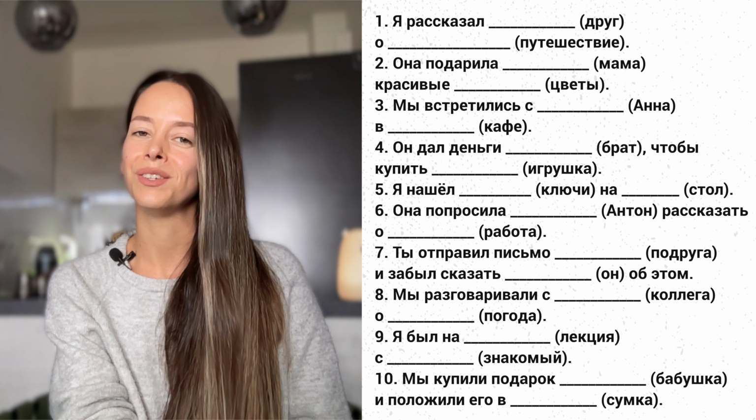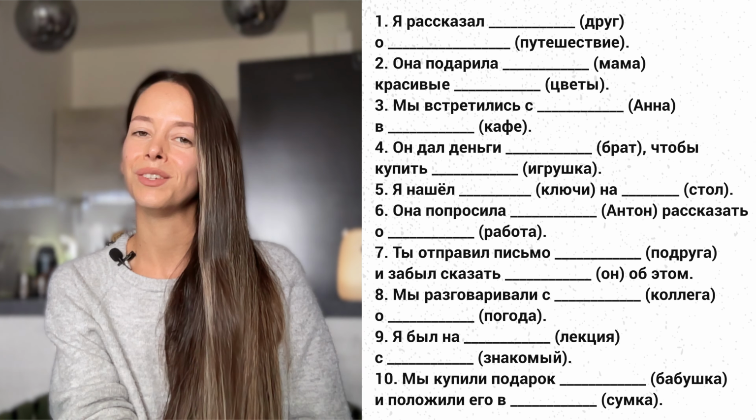The next one. Мы встретились с Анной в кафе. Here, Anna is in the instrumental case because it's followed by the preposition с to express accompaniment. С кем? С Анной. Кафе here is in the prepositional case.